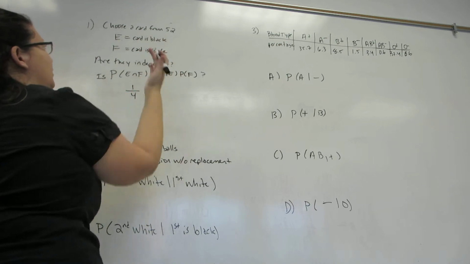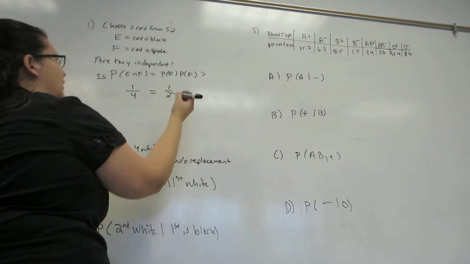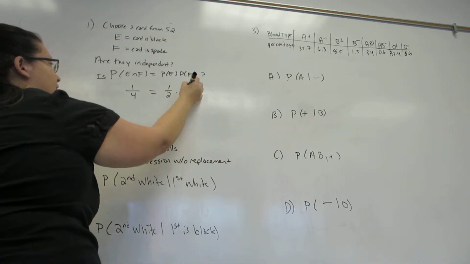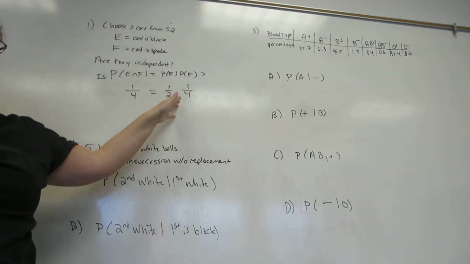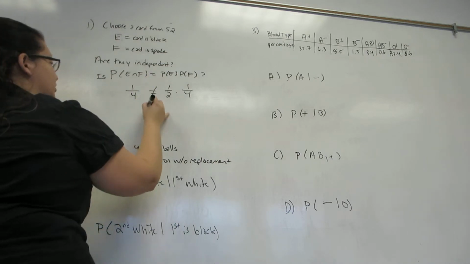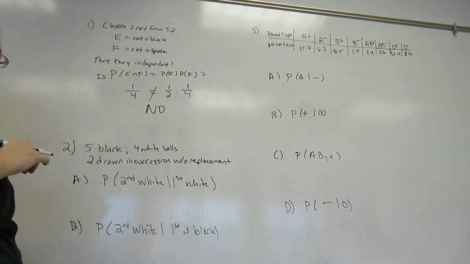Probability of E, well, the probability a card is black is 1/2. Probability of F is the probability a card is a spade, which is 1/4. So now I'm just saying, is 1/4 equal to 1/2 times 1/4? Answer is no. They are not independent.